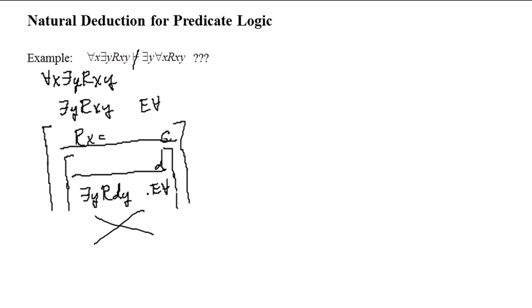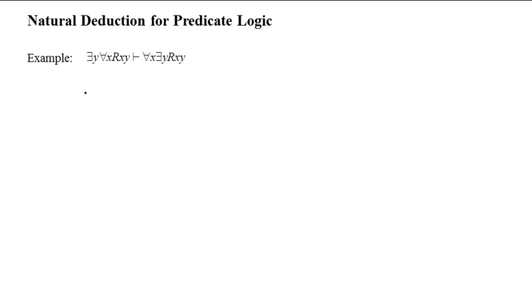Okay, let's try another example where we will be able to complete the proof. Very similar statement. Here we're going to show that exists y for all x Rxy can prove for all x exists y Rxy. What we're going to find here is that the sequence of quantifiers works perfectly to make this possible. So let's do it.